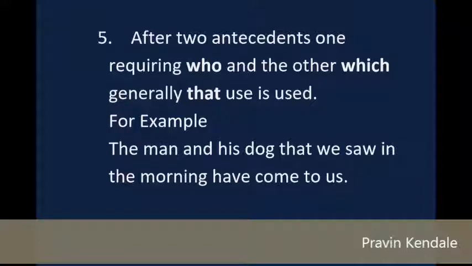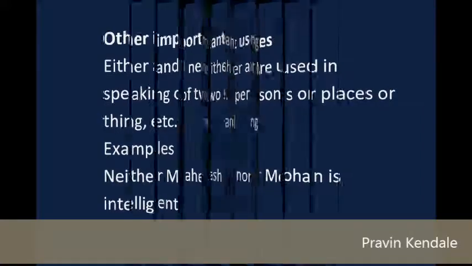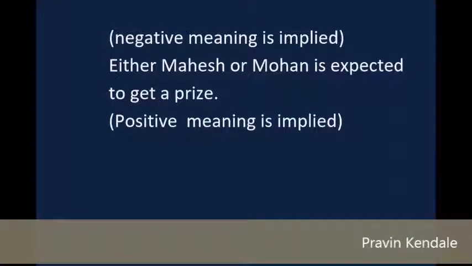Other important uses. Either and neither are used in speaking of two persons or places or things, etc. Examples. Neither Mahesh nor Mohan is intelligent. Negative meaning is implied. Either Mahesh or Mohan is expected to get a prize. Positive meaning is implied.